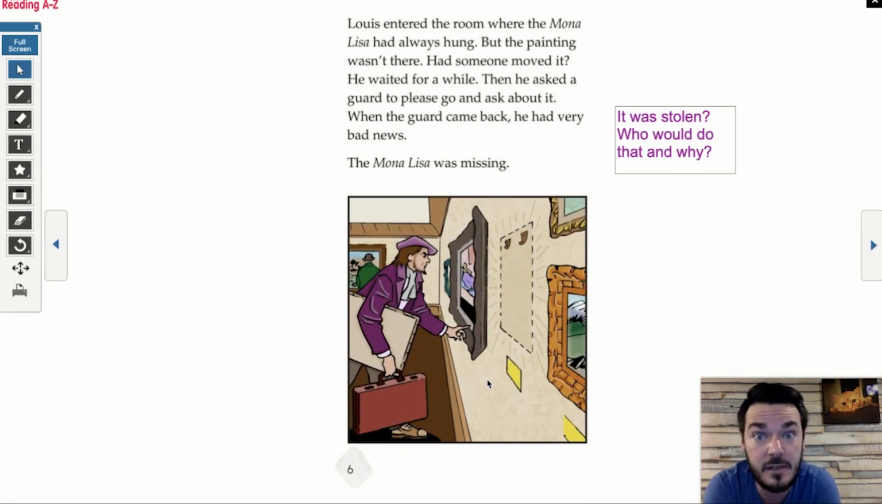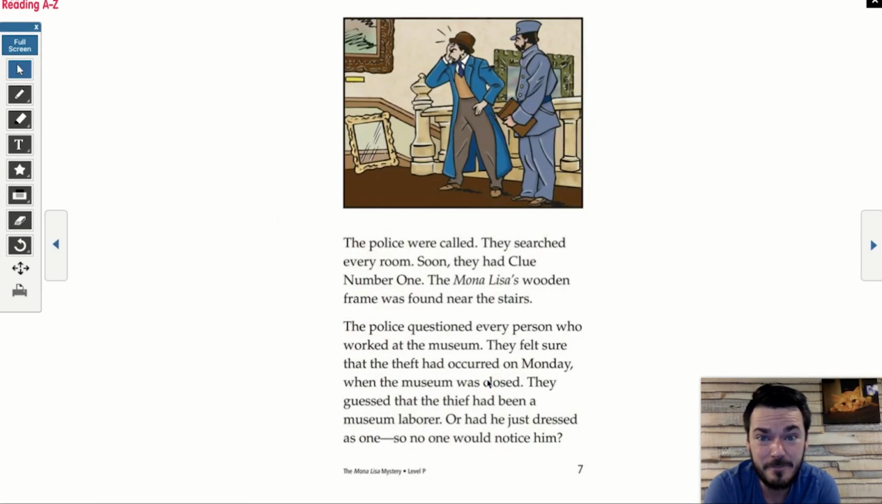If you're like me, readers, you're filled with questions now. It was stolen? Who would do that, and why? The police were called. They searched every room. Soon they had clue number 1. The Mona Lisa's wooden frame was found near the stairs.